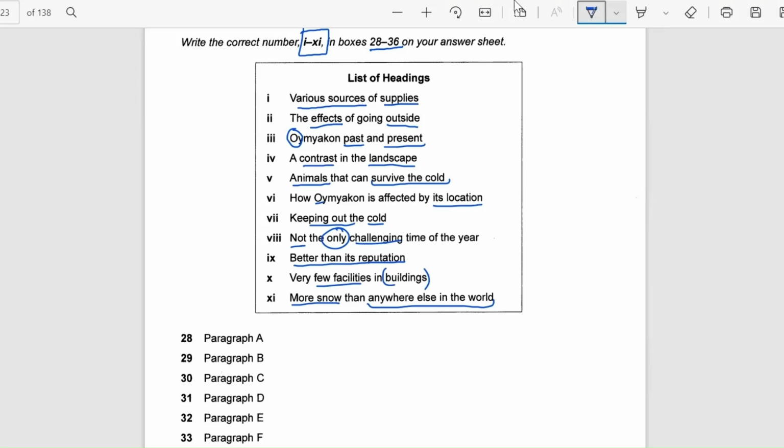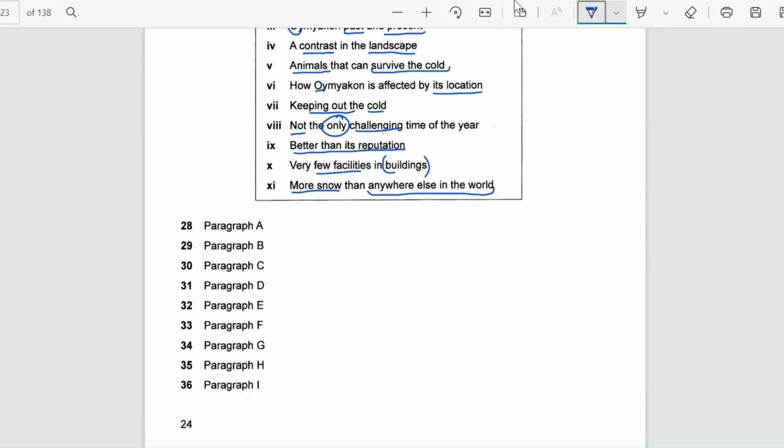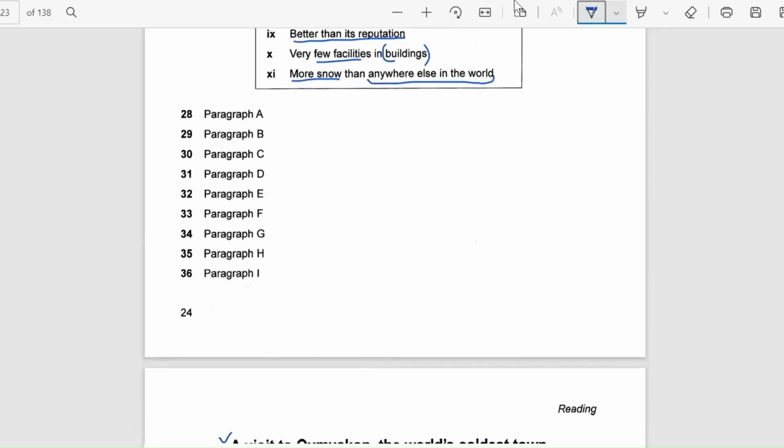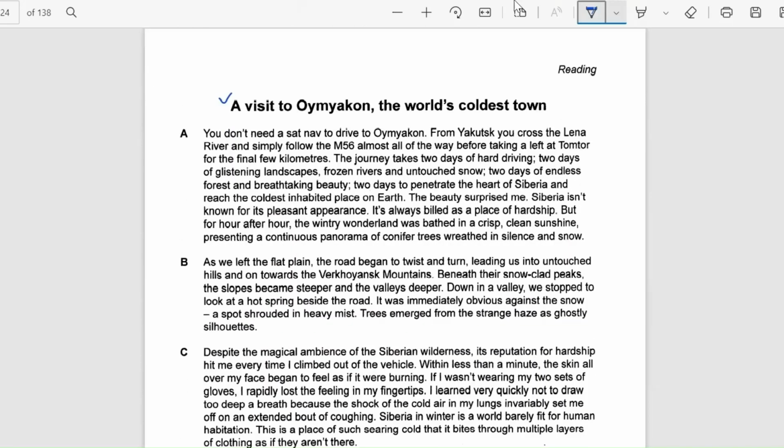Why I have chosen this passage is because there are quite a few questions. So if you look at here, you can see almost 9 questions are there, and that is the reason why I have chosen this particular passage. Okay, so let's start with the next tip, that was to read one paragraph at a time. So I'll move to the passage now.